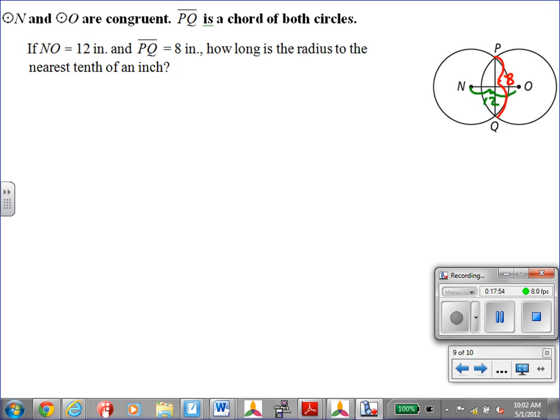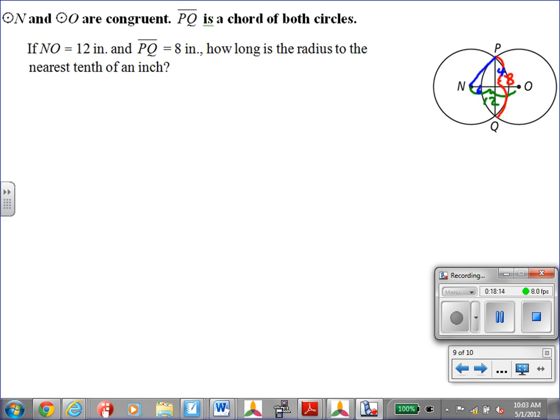I can either draw a line from N to P, or O to P, or N to Q, or O to Q. Since Andrew said go from N to P, we'll do it that way. Now you can label sides. What's the bottom of this? 6. What's the side going to be? 4. And we need to use the Pythagorean theorem to find the radius.